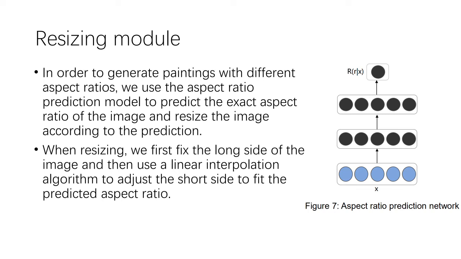We use the trained model to predict the aspect ratio of the landscape painting output by the generation module, and then resize the image according to the predicted aspect ratio. When resizing, we first fix the long side of the image and then use a linear interpolation algorithm to adjust the short side to fit the predicted aspect ratio.